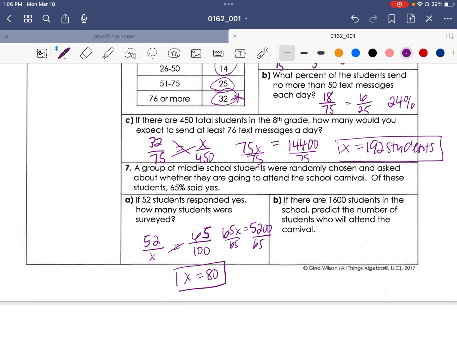If there are 1,600 students in the school, predict the number of students who will attend the carnival. So we know that 65%, 65 out of 100 said yes. So that's equal to how many out of 1,600 who will attend? We're going to cross multiply. So we have 100x is equal to 65 times 1,600, which is 104,000. And divide by 100. So the total number of students who will attend is 1,040 students.